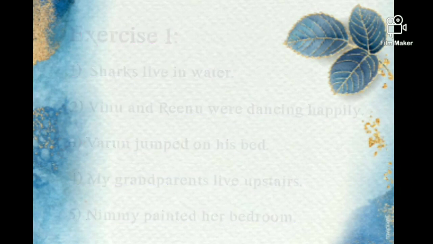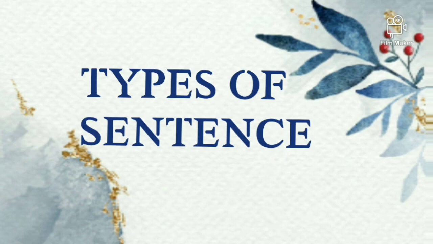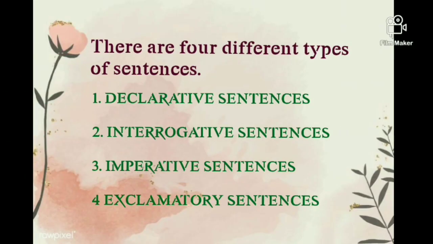Now you're clear about what a sentence is. Let us also learn the types of sentences. There are four different types of sentences. They are declarative sentence, interrogative sentence, imperative sentence, and exclamatory sentence. So shall we read the different types of sentences together? Declarative sentences, interrogative sentences, imperative sentences, and exclamatory sentences.